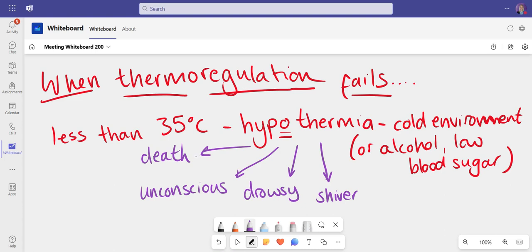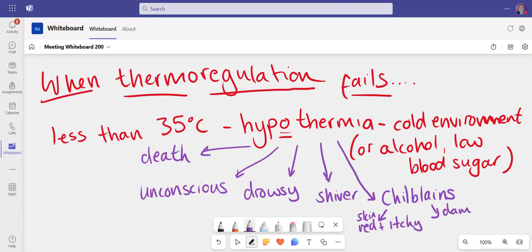Other things that you might get at the same time as hypothermia, these are kind of like other symptoms, really. One of them is called chilblains. Now, chilblains is when you get permanent damage to the little blood vessels in the skin, which makes your skin really red and itchy. So your skin is red and itchy, and it's because the little tiny blood vessels have been permanently damaged by the cold.